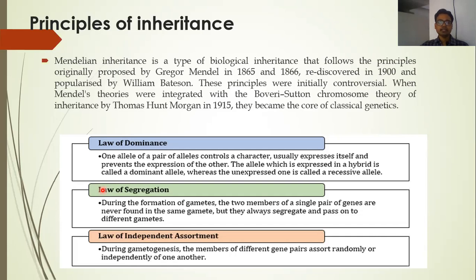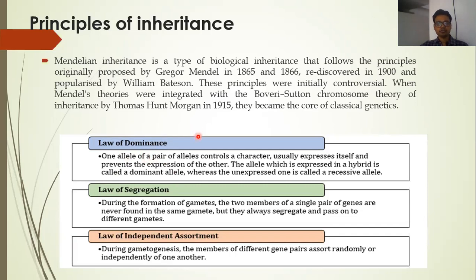Mendelian genetics is a type of biological inheritance that follows the principles originally proposed by Gregor Johann Mendel in 1865 and 1866. There are three special laws: the law of dominance, the law of segregation, and the law of independent assortment.